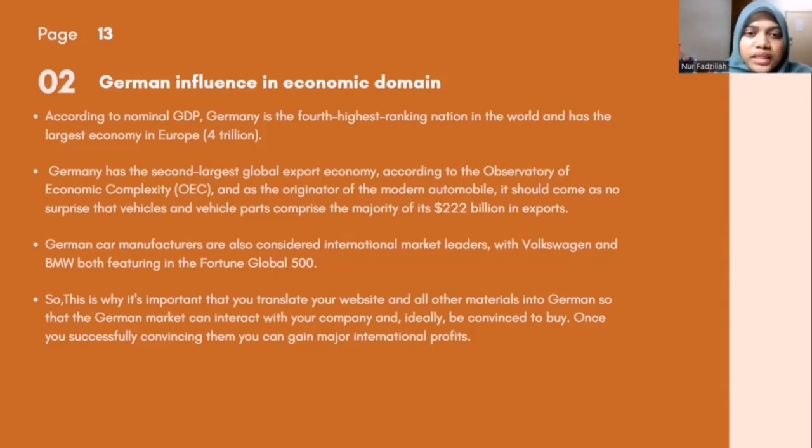Examples of international market leaders among German car manufacturers are Volkswagen and BMW, which feature in the Global 500. So, if we are Malaysians trying to convince the German market, we should learn their language. It's really crucial because German people use their own language. If we want to grab the attention of the market and companies, we have to sound convincing by learning the German language.